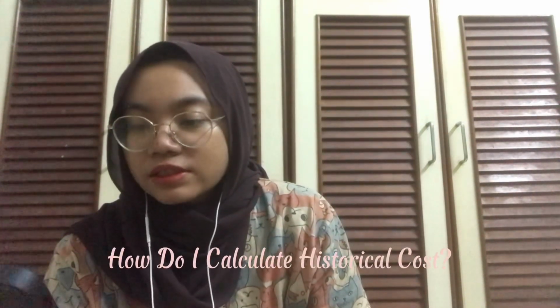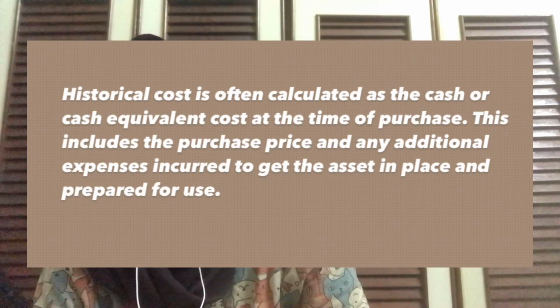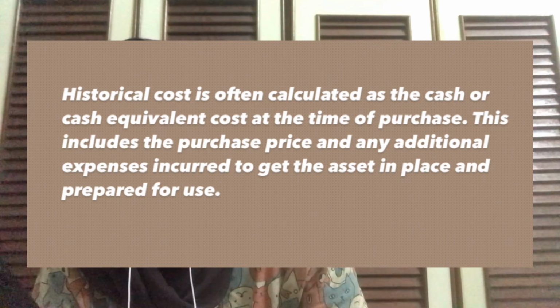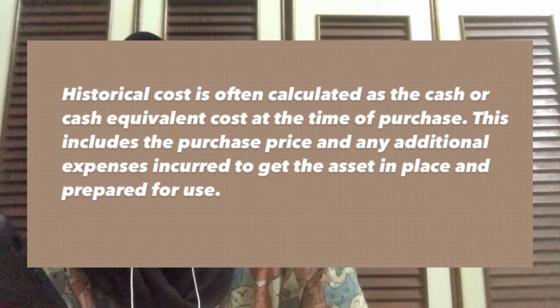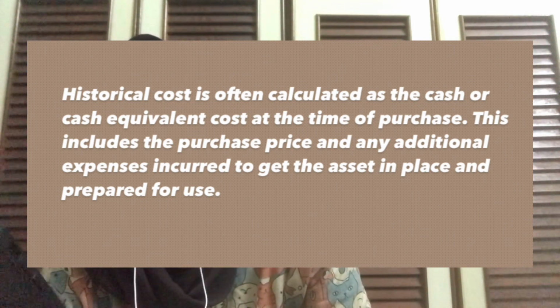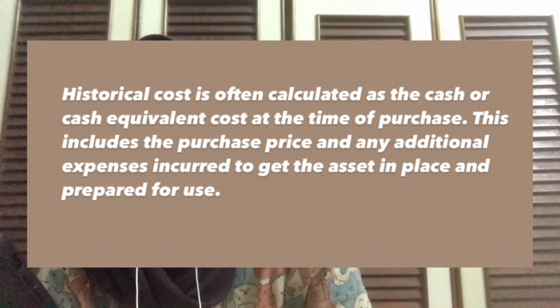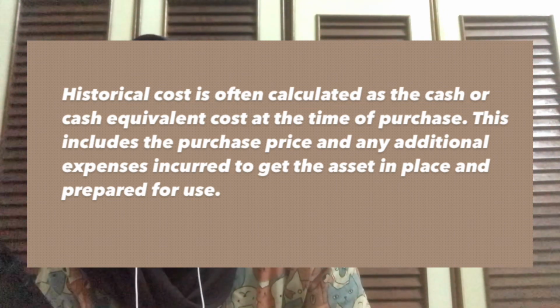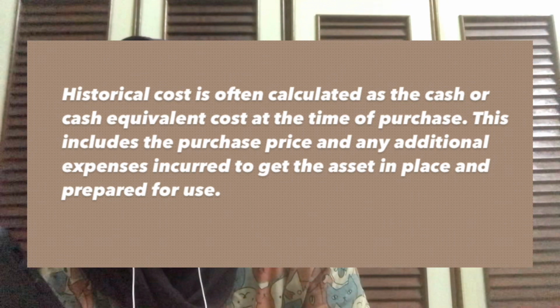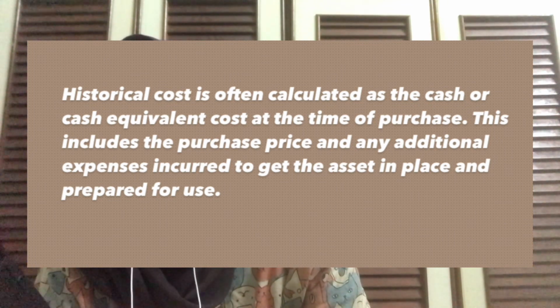How do I calculate historical cost? Historical cost is often calculated as the cash or cash equivalent cost at the time of purchase. This includes the purchase price and any additional expenses incurred to get the asset in place and prepared for use.